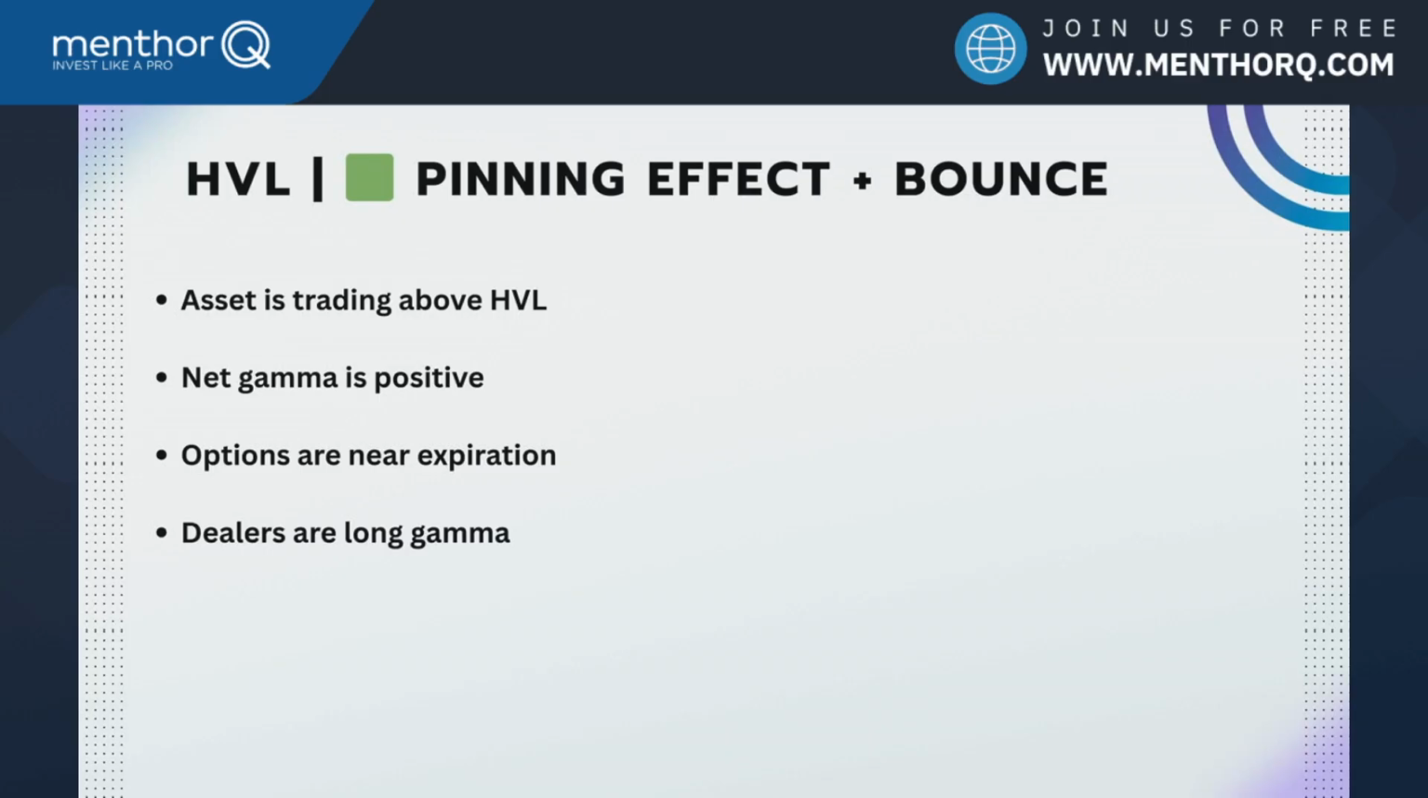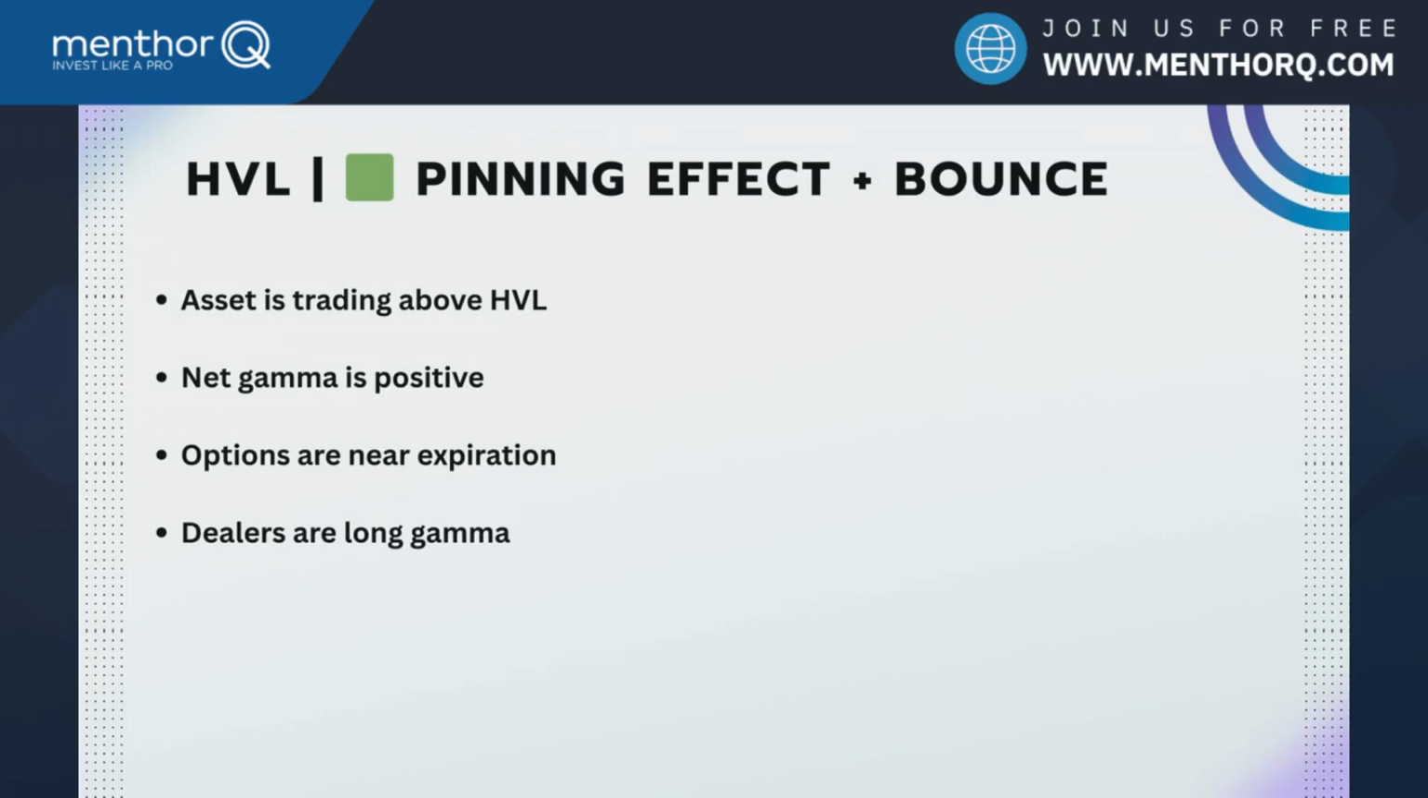So if we are in a positive gamma environment and price trades above the HVL, dealers are long gamma, which means that their delta exposure changes slower than if they were in a negative gamma environment. As a result, they hedge against price movements, selling as price rises and buying as price falls. And this creates a dampening effect on price movement, which leads to a more stable mean-reverting environment.